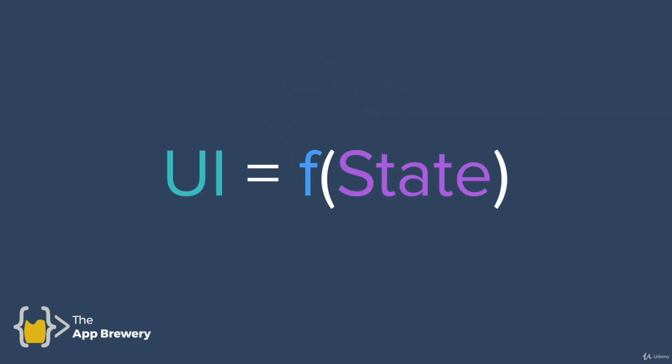And I think it's best summarized in this kind of equation. So the idea is that the UI or the user interface that somebody looking at your website sees is a function of the state of your app. Let me explain this a little bit further using an analogy.